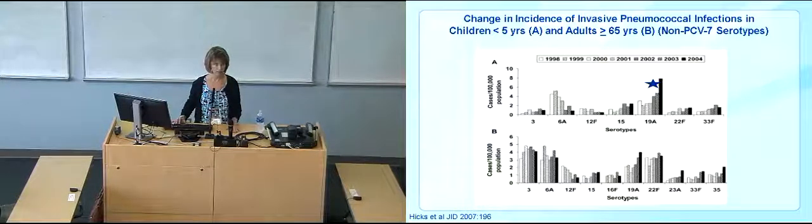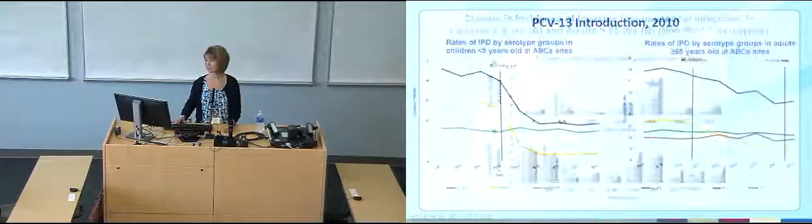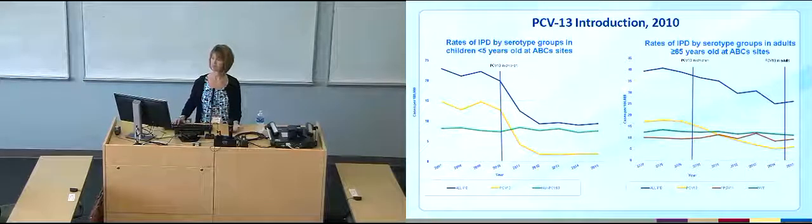So we've covered these certain serotypes in the vaccine, but now we've got other serotypes moving in. So what do you do? You introduce PCV-13. PCV-13 was introduced to cover those serotypes that had seen increases, in addition to the 7 that were already in PCV-7. That was introduced in 2010.